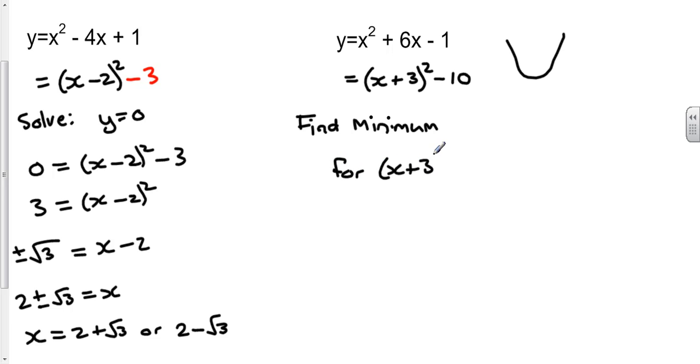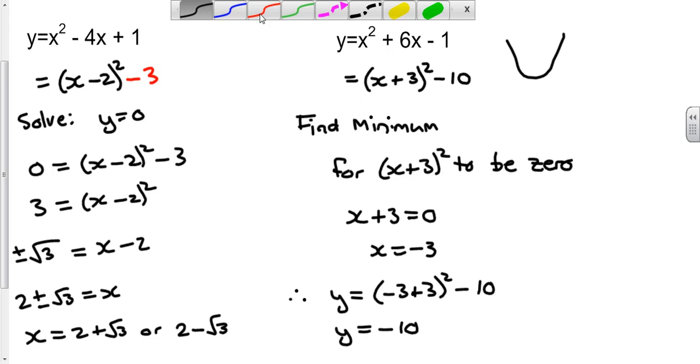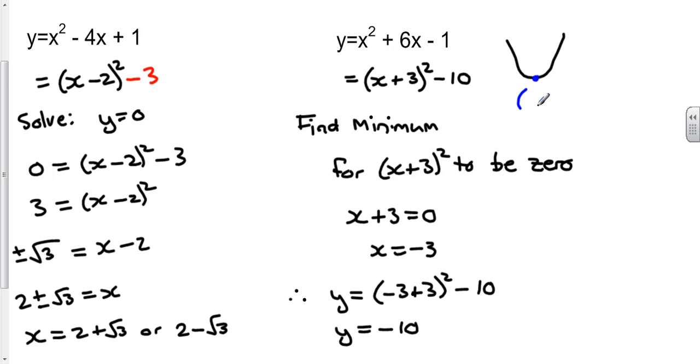Now, for the bracket to be 0, just to clarify, so for this one to be 0, which would create our minimum, then x plus 3 would have to be 0, which means that x will have to be -3. And if that's the case, therefore, well, that would be -3 plus 3. If we put it back into the equation, square that, you're going to get 0. So it actually means that y comes out as -10. So therefore our minimum point here has the coordinates -3, -10.